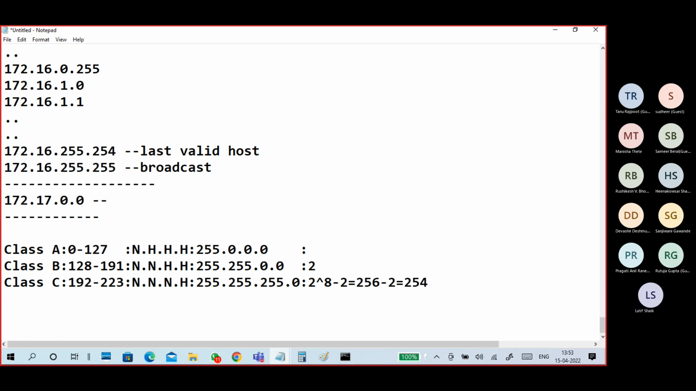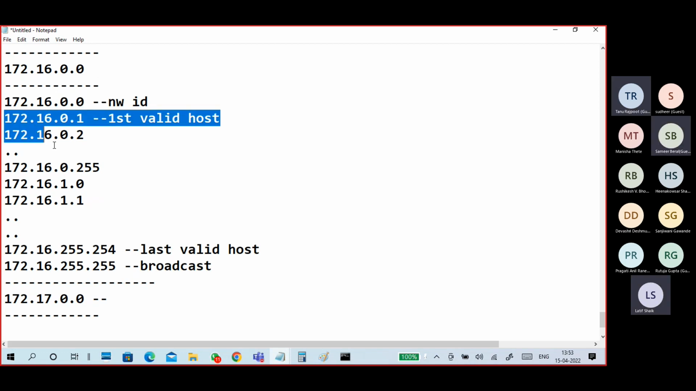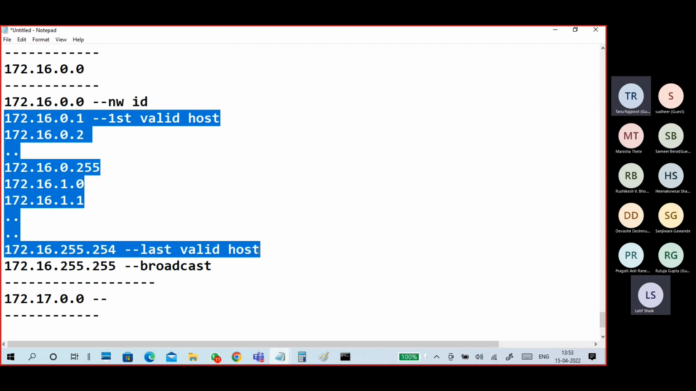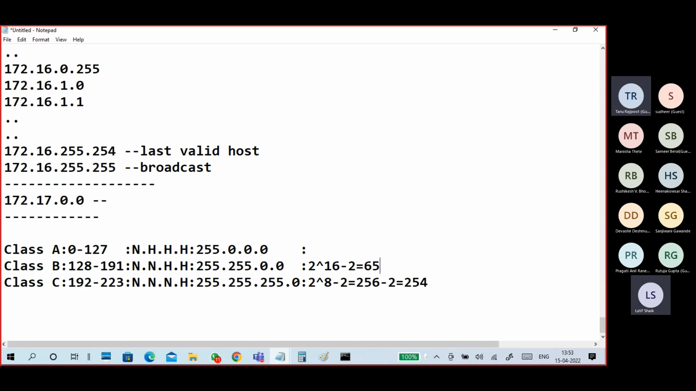Next, class B. Number of host octets is 2. 2 octets means 16 bits. 16 bits minus 2. Why minus 2? Broadcast and network ID. I'm calculating the starting and ending valid hosts only. So it is around 65,536 minus 2.